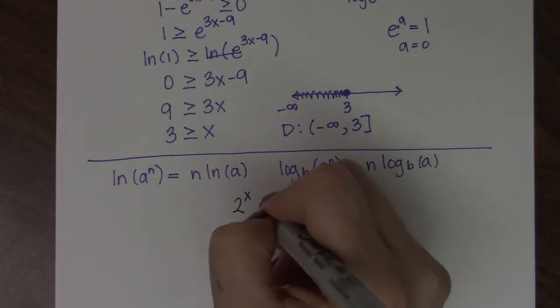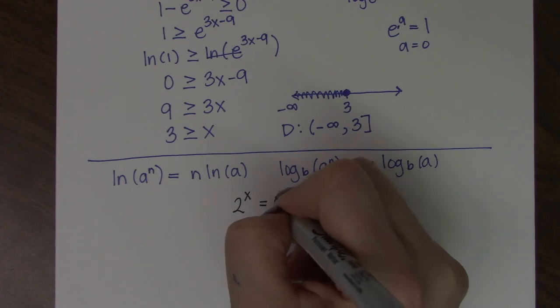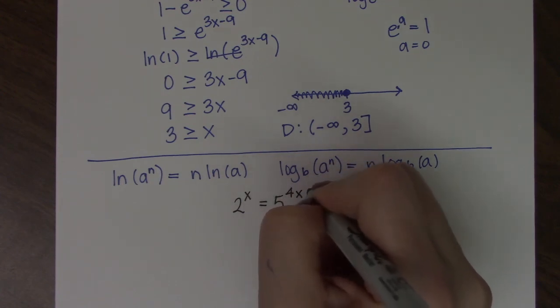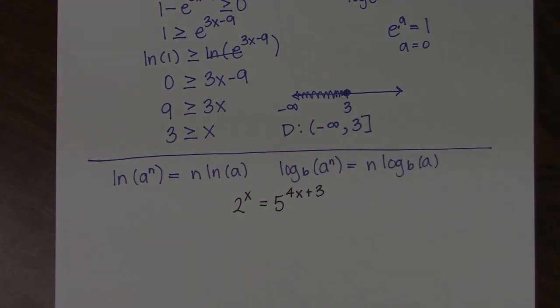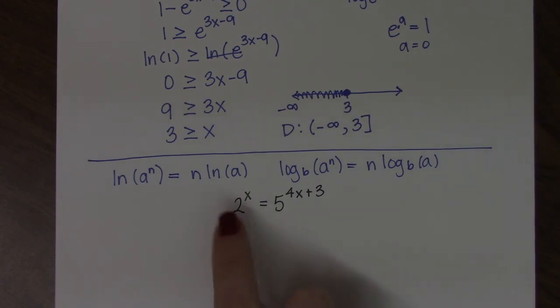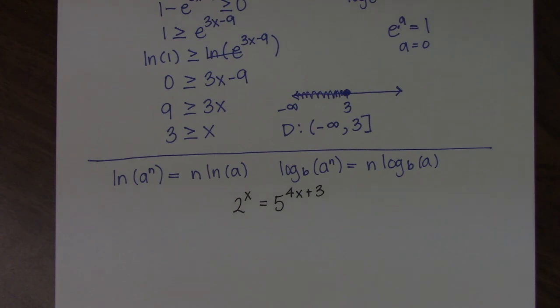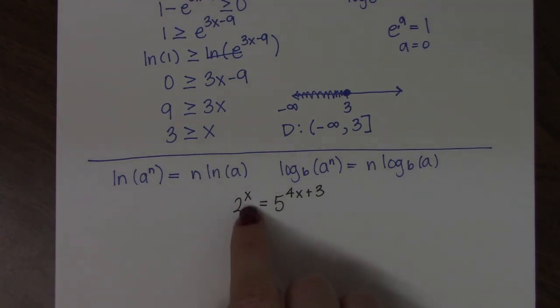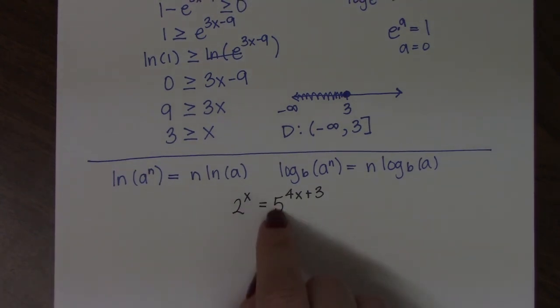So what if I have 2 to the x equals 5 to the 4x plus 3? The first thing we want to check for is, do we have a common base here? Because it would be really great if I could use that awesome algebraic property, right? But 2 is prime, 5 is prime. There's no way we can rewrite this.